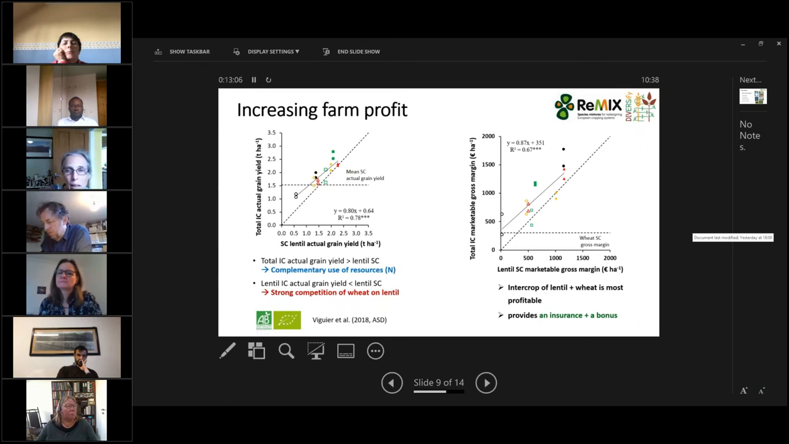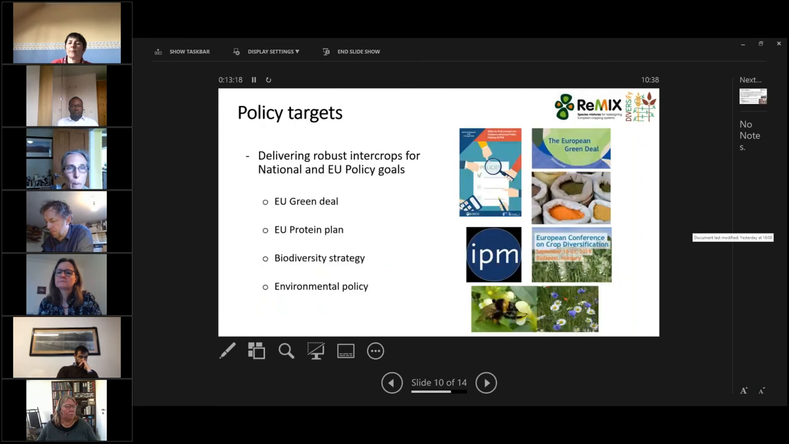And because the wheat and the lentil grain had marketable values, the total value of that intercrop was higher compared to the lentil sole crop. So it did translate into increased profit for the farmer.